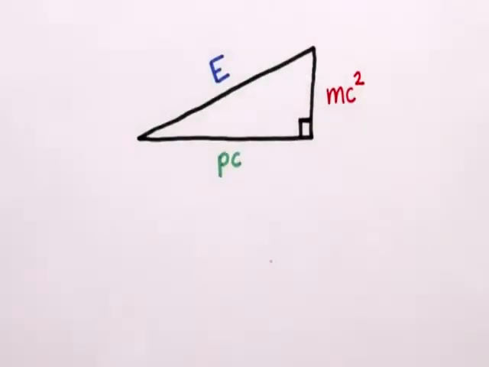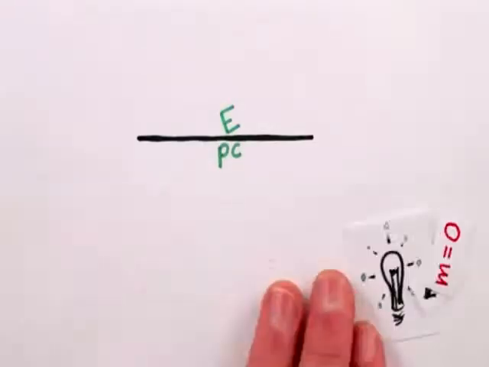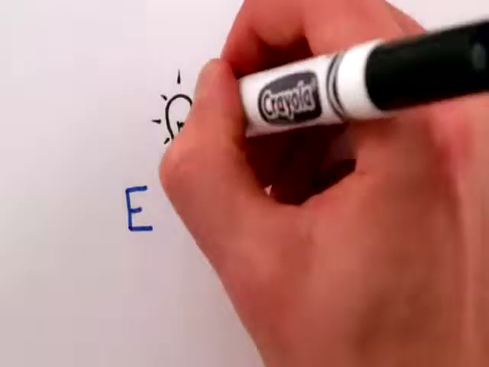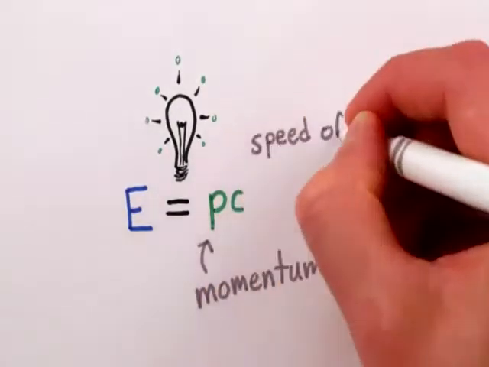On the other hand, if the particle in question is massless, like light, then mass is 0, and we get E equals p times c. This tells us that the energy of a massless particle, like a photon of light, is the same as its momentum, up to a factor of the speed of light.